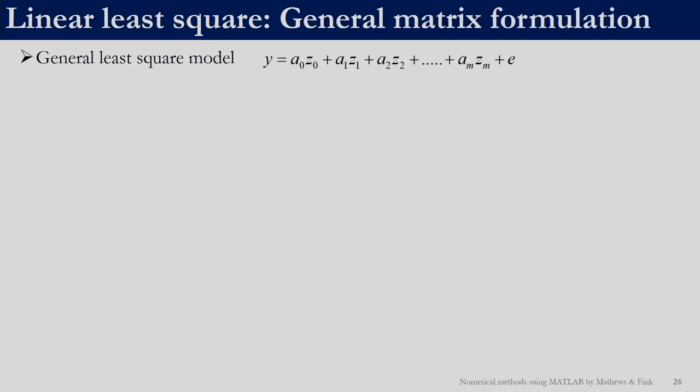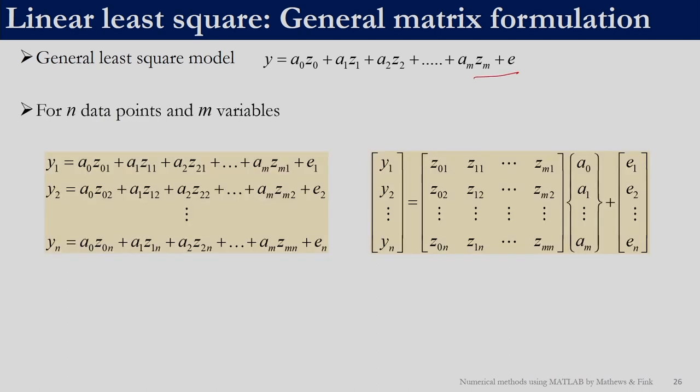This is that general model which we discussed in the previous slide. If n data points are given and if there are m variables, let us say for this the data points are y1, y2, all the way up to yn. Here, if you see, z0, z1, z2, all the way up to zm are the m plus 1 independent variables. So here we will have z0.